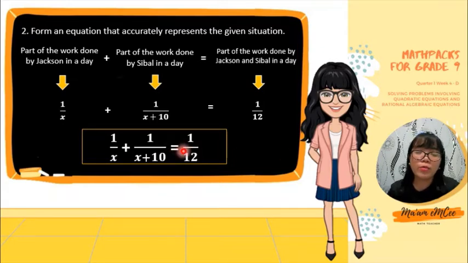So again, our working equation now is 1 over x plus 1 over x plus 10 is equal to 1 over 12. 1 over x here is the rate or the part of the work done by Jackson in a day. 1 over x plus 10 is Sibyl's rate or the part of the work done by Sibyl in a day. Then 1 over 12 here is the rate if they work together, or this is the part of the work done by Jackson and Sibyl in a day.